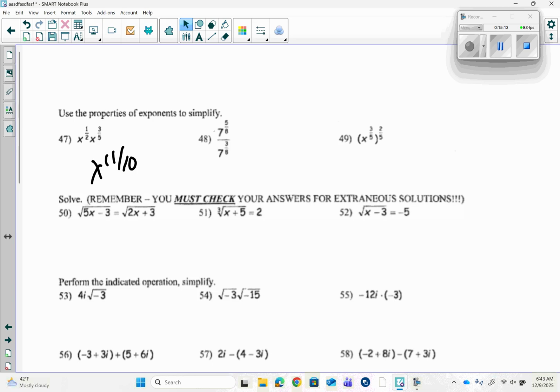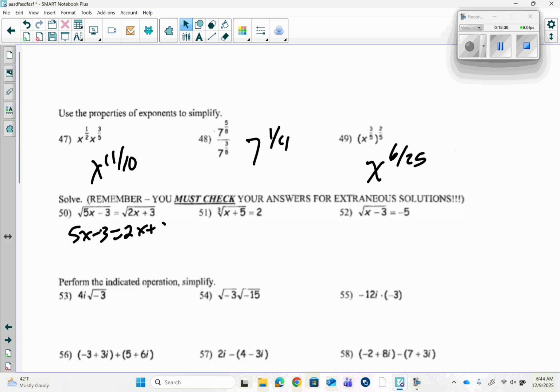Just add the exponents. We're going to subtract the exponents here, the same bases, so 5/8 minus 3/8. So that's going to be 7 raised to the 1/4 power. Power to power, multiply the exponents, so that's going to give me x to the 6/25.